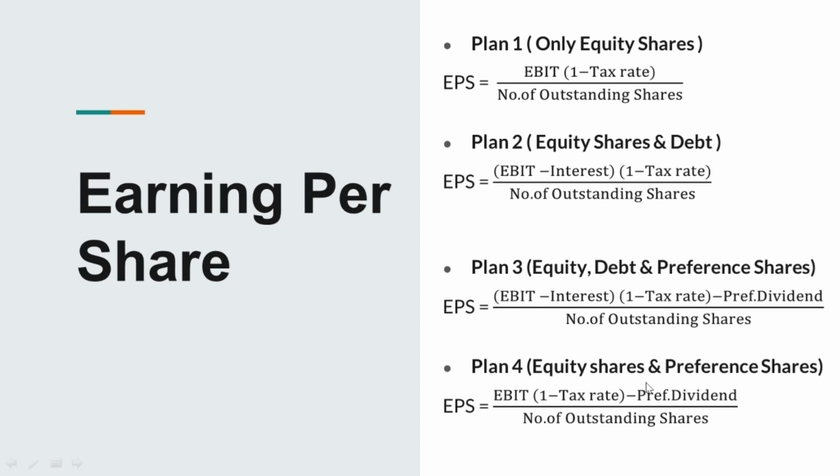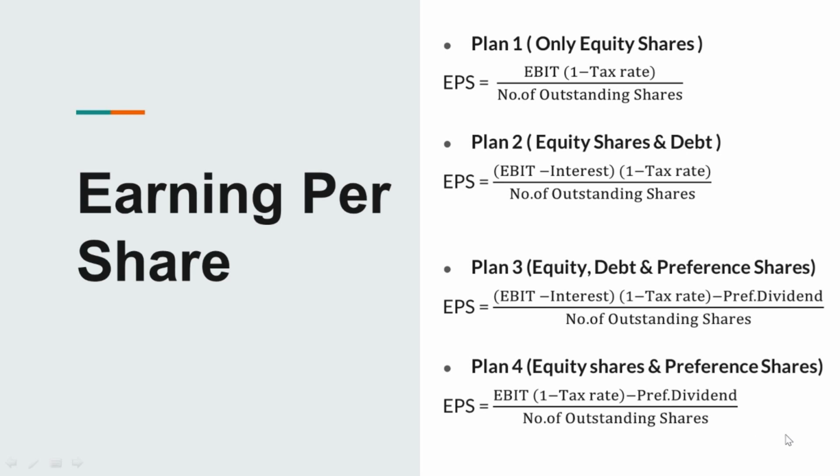Plan 4, if the business chose to raise financing from equity shares as well as preference shares both, then the EPS would be calculated as EBIT into 1 minus tax rate and deducting the preference dividend which needs to be paid, dividing the whole by number of outstanding shares.